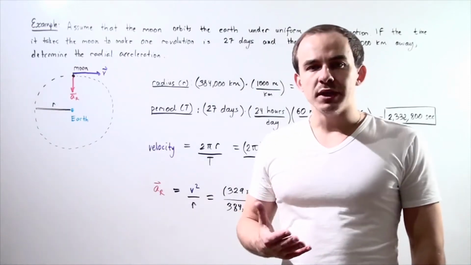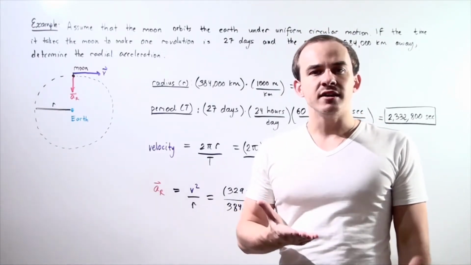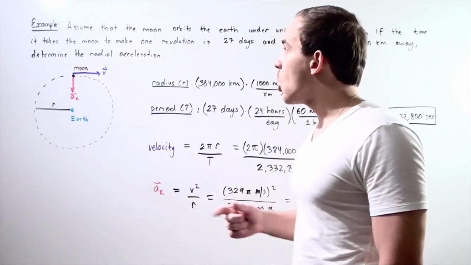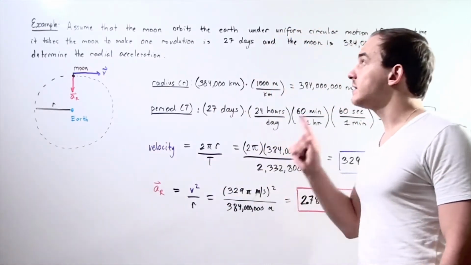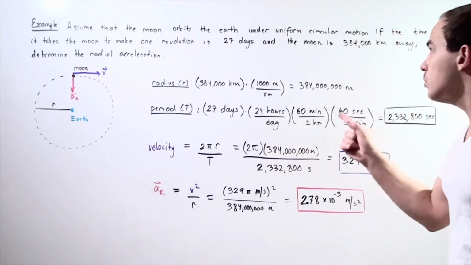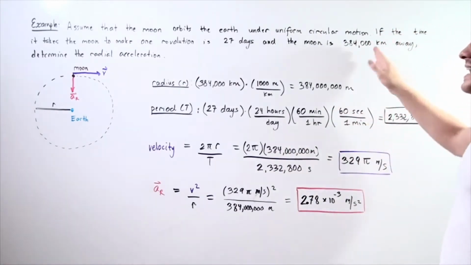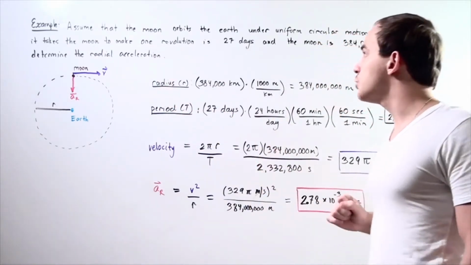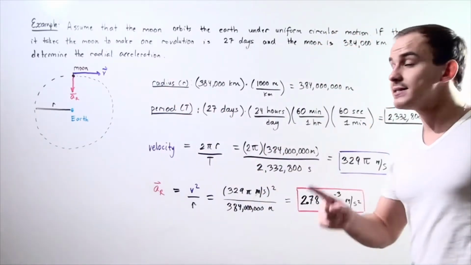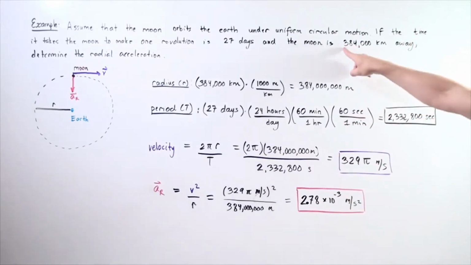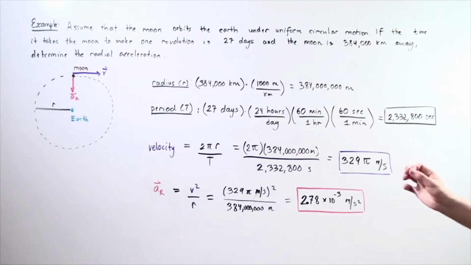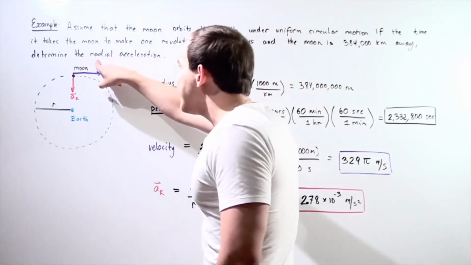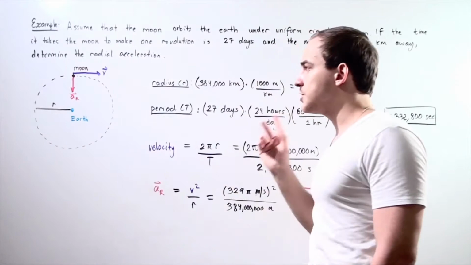So let's determine what the centripetal, the radial acceleration of the moon is as it orbits our Earth. Let's make the assumption that the moon orbits the Earth under uniform circular motion. Now, if the time it takes the moon to make one full revolution is about 27 days, and the moon is 384,000 kilometers away from the Earth, we want to determine what the radial or centripetal acceleration is.